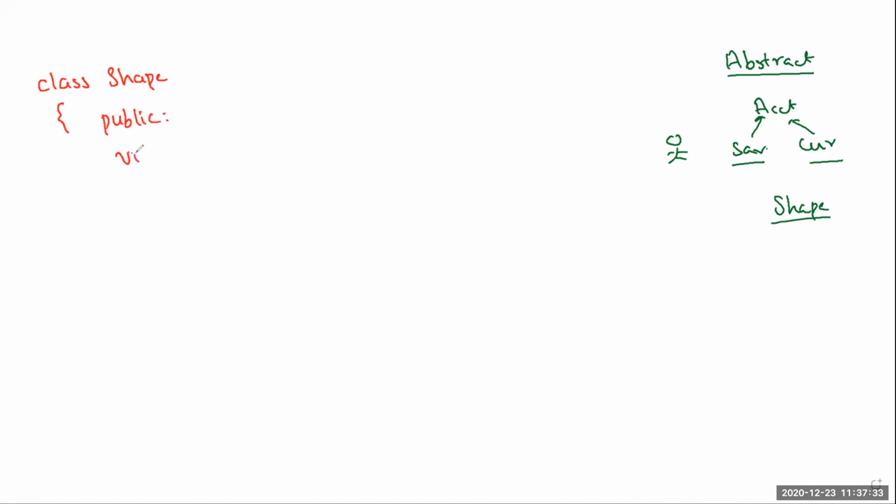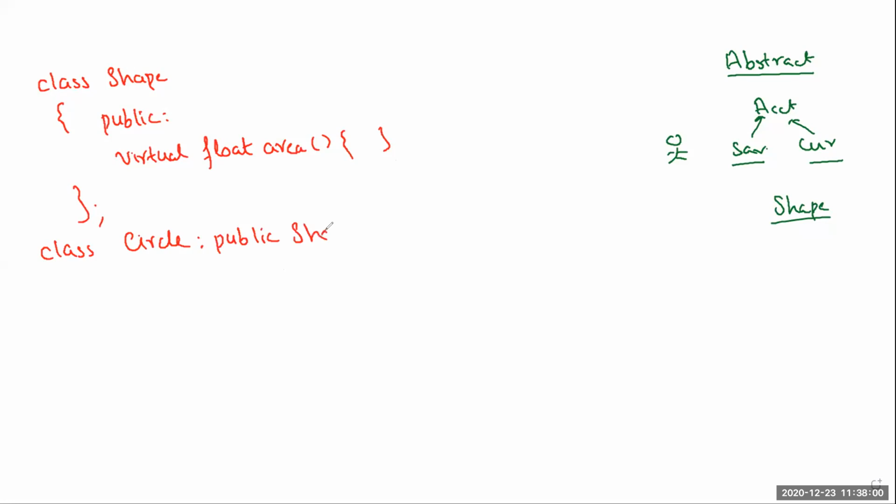Okay, and maybe we have just one virtual function, which we call area. I have left its body empty. Then if you remember, we had a class like circle derived from shape, and within this class we can override this function and provide the implementation of the area function, right? So you see now in the child class we are not using the keyword virtual.